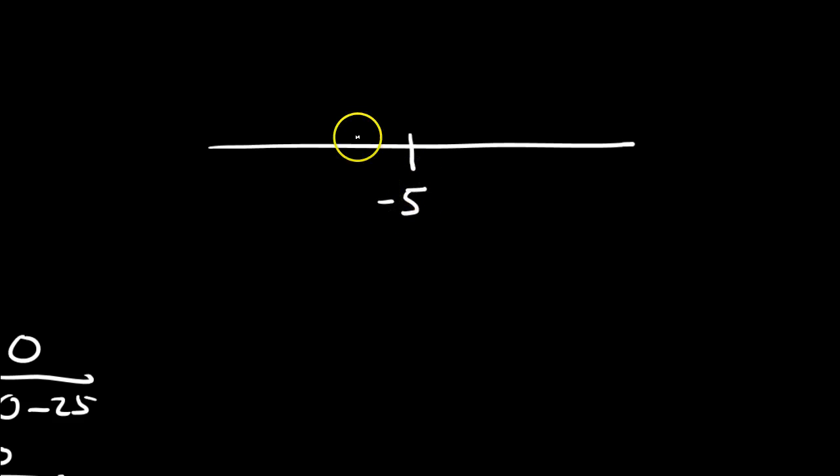Okay, so let's make a number line. We have a vertical asymptote of -5.